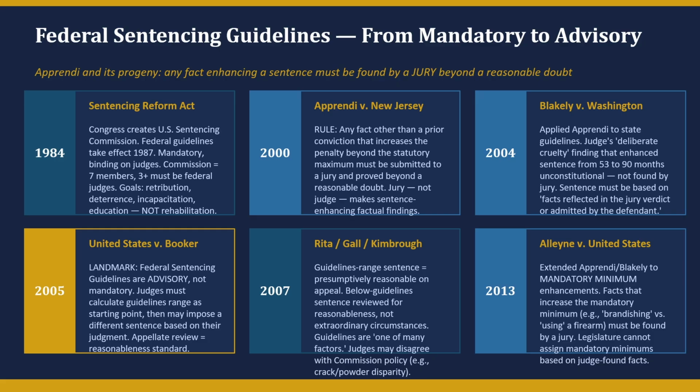Alleyne, in 2013, rounded out the framework by extending the rule to mandatory minimums. Facts that trigger a higher mandatory minimum, like finding that a defendant brandished rather than merely used a firearm, must be found by the jury and not the judge.